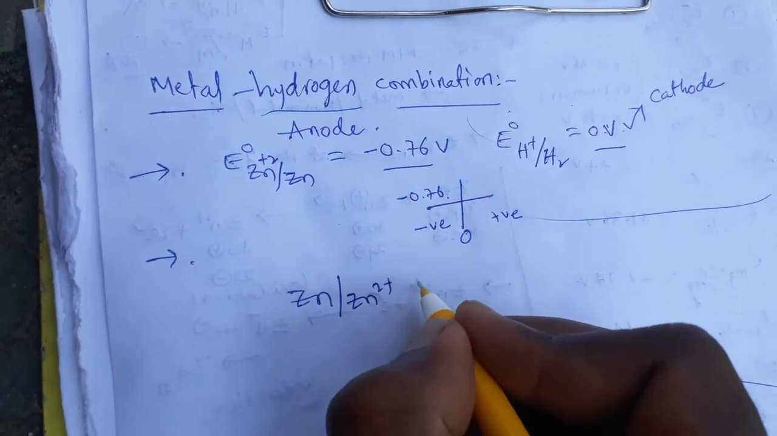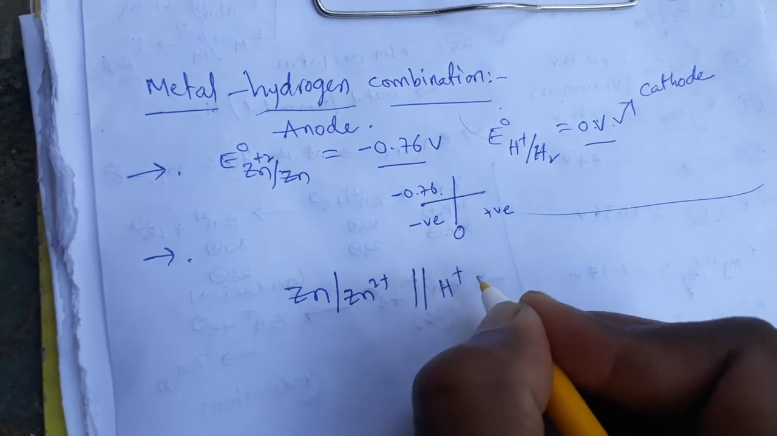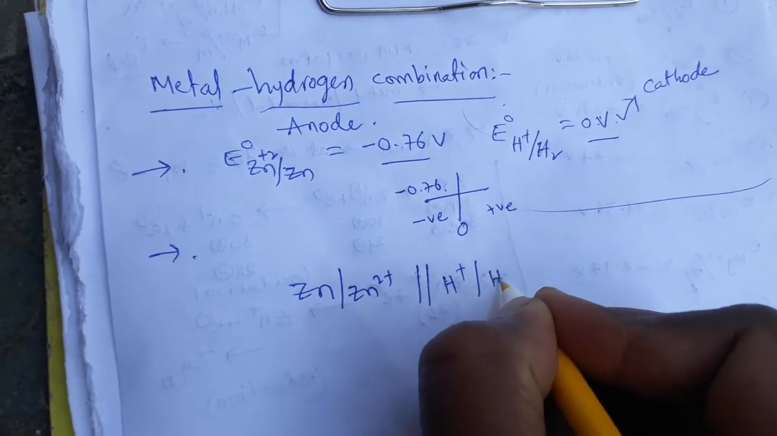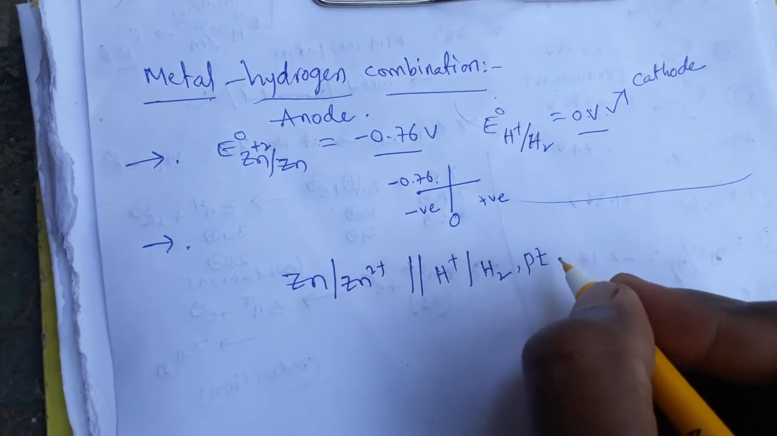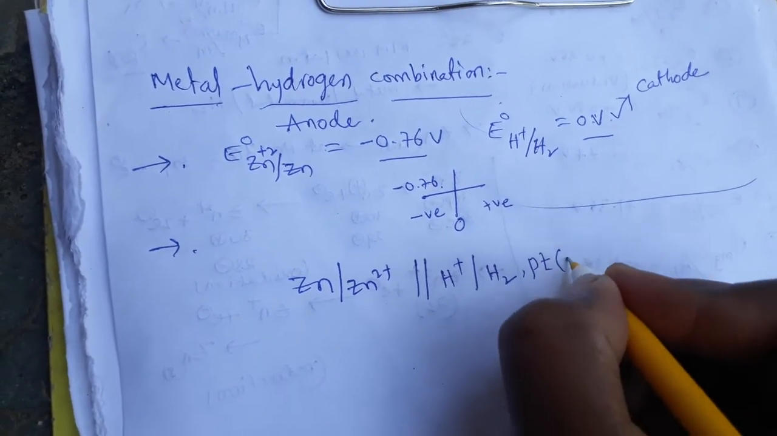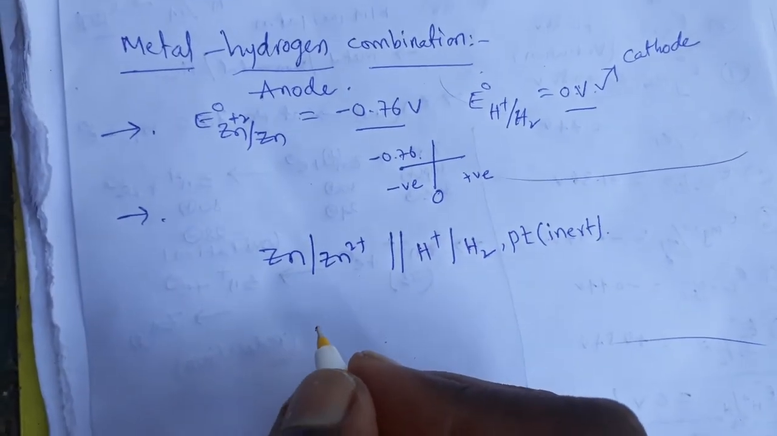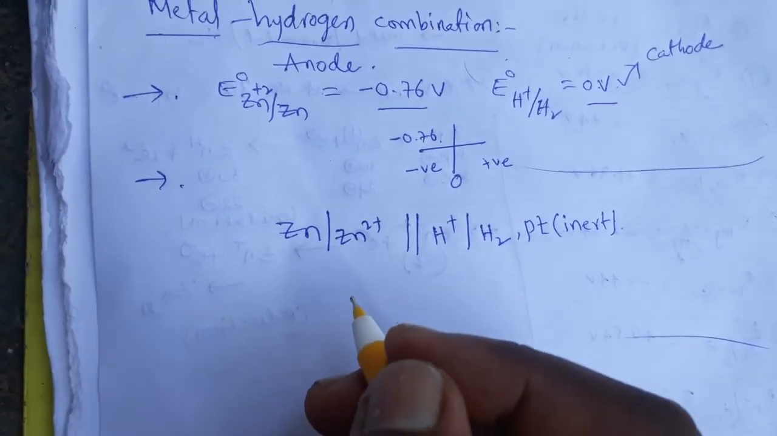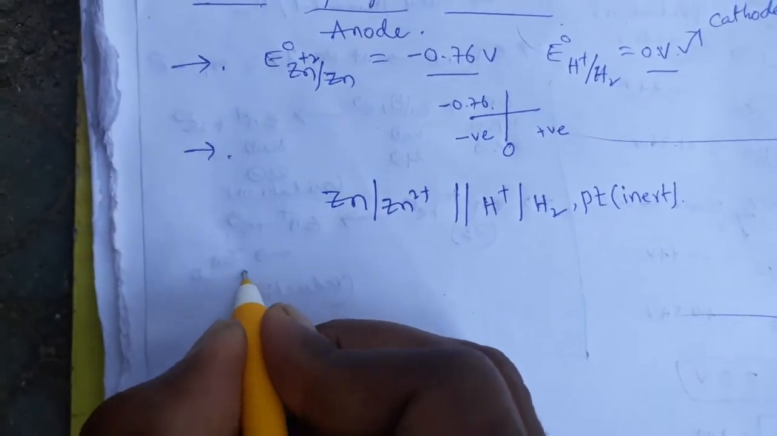So if I write the cell representation with the salt bridge, here zinc goes to zinc 2+ with salt bridge, and here reduction takes place due to the presence of H+ ions going to hydrogen gas. Here we inserted some platinum, that is an inert electrode. As I told you in previous videos, that is the platinum inert electrode.